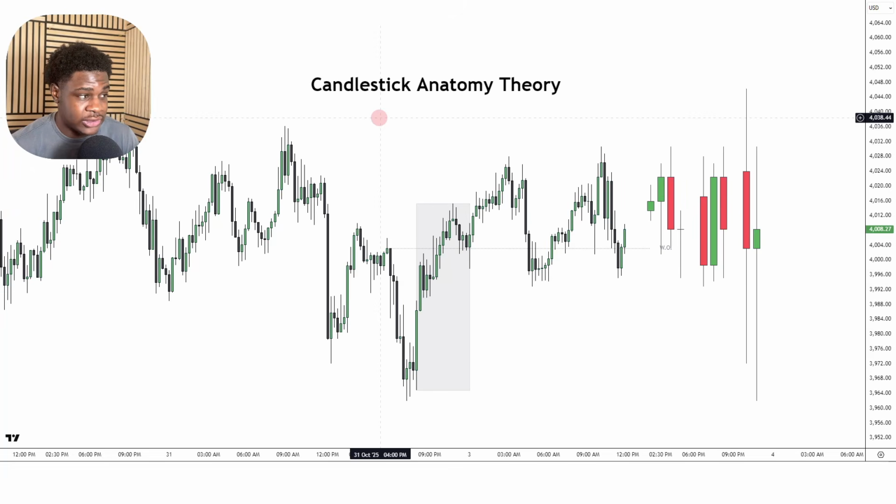If you've ever heard of the terminology candlestick anatomy theory, or candlestick anatomy in general, I'm actually the originator of this specific model and terminology. And over the last 2 years since I've been teaching this, it's gotten some traction with other traders, and people are starting to learn about it more and more.